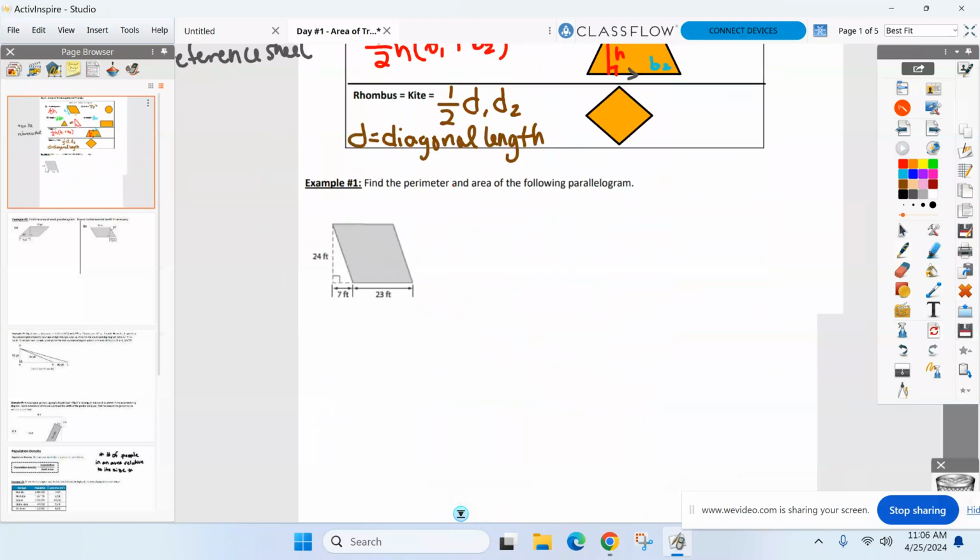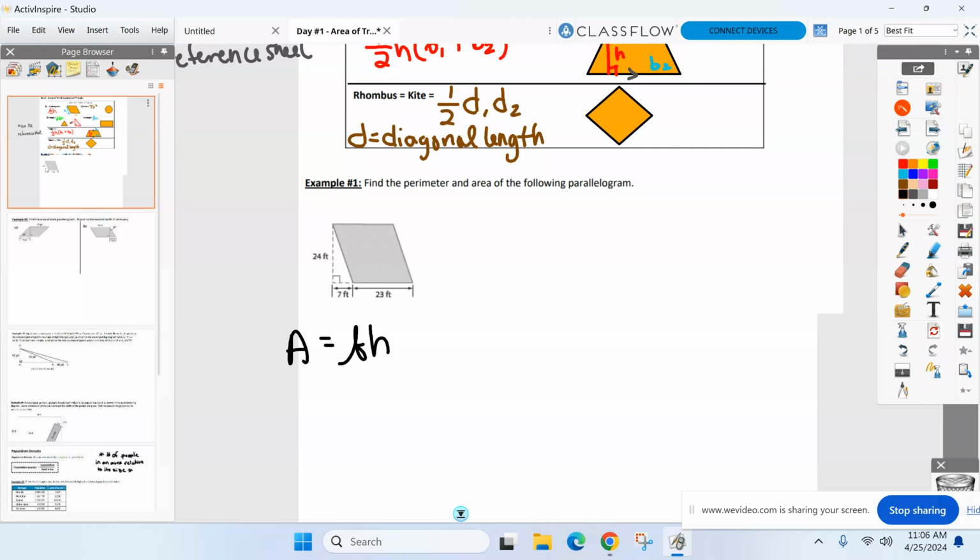First one up, parallelogram. Find the perimeter and the area. I'm going to start with the area first, kids. I want to find the area of this one. So the area, we know the formula, base times height, always on the formula sheet if you need it. Notice I gave you 3 values, 3 lengths. 2 out of the 3 are the base and the height.